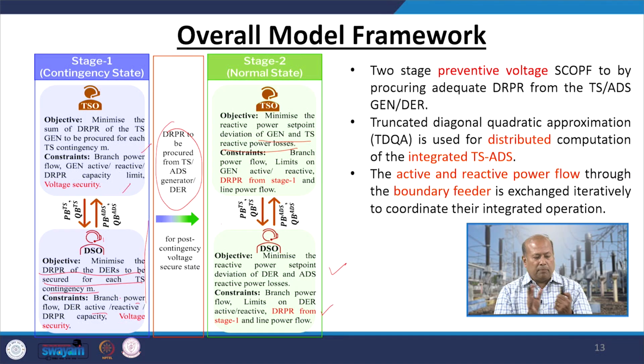So, what it really means is that there is a two-stage solution with TSO-DSO interactions, where for the post-contingency voltage secure state, the information of stage 1 will be transmitted to stage 2. So, the two-stage preventive voltage security constrained OPF procures adequate DRPR from the TS-ADS generation or DR. Truncated diagonal quadratic approximation, that is TDQA, is used for distributed computation of the integrated TS-ADS problem. The active and reactive power flow through the boundary feeder is exchanged iteratively to coordinate their integrated operation.